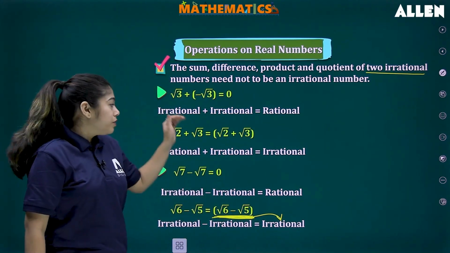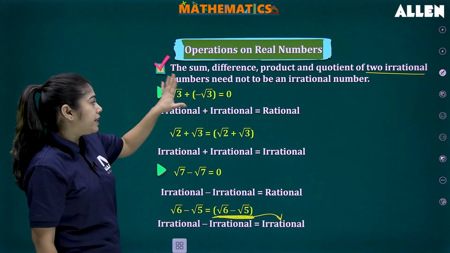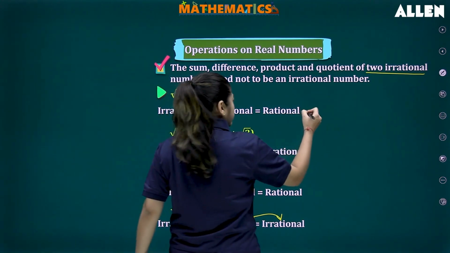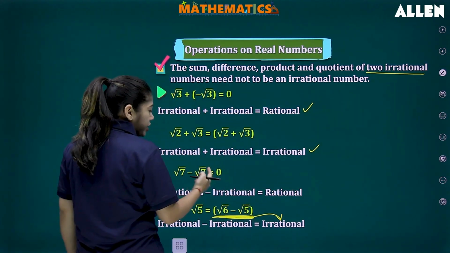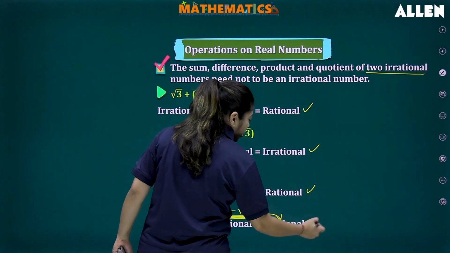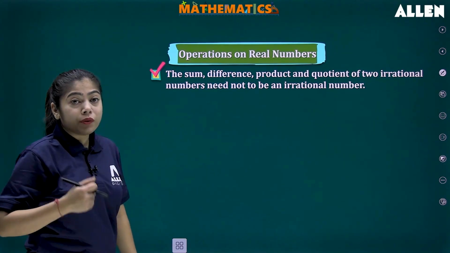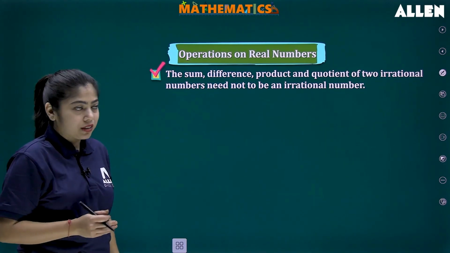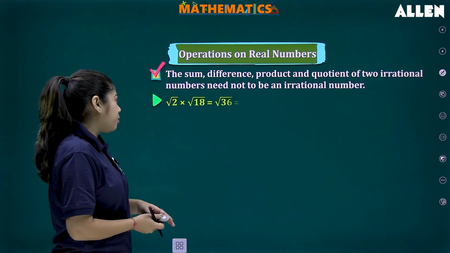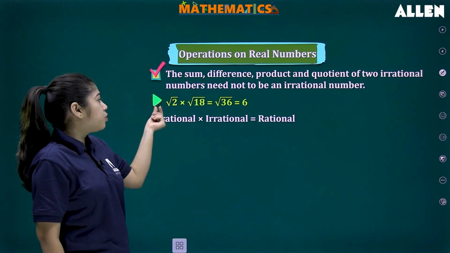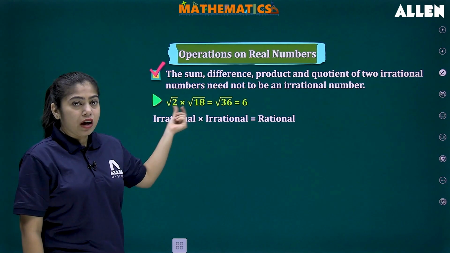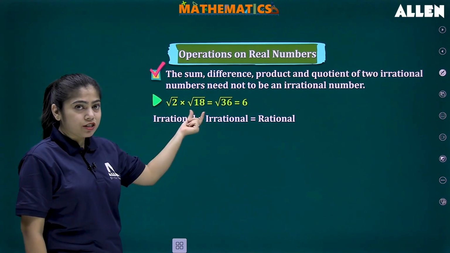So, class, we have seen over here that in addition also we can get rational or irrational. In subtraction also we can get rational or irrational, right? Now, moving on to product and quotient. So, when we multiply, what we will see? Let us see. So, root 2 into root 18. So, how can we multiply the two irrational numbers, class?